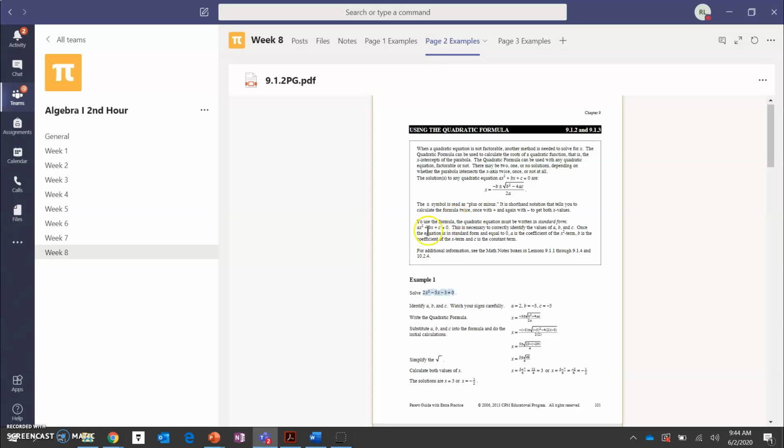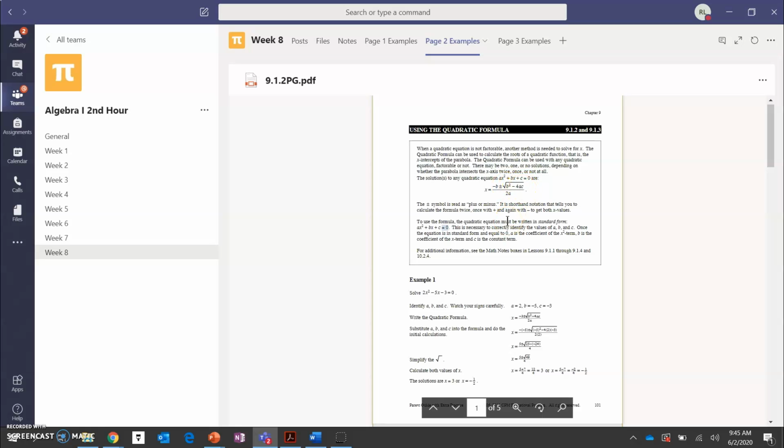So just like factoring, it has to equal 0. In order to use the formula, it has to equal 0. The formula is x equals, and it says negative b, but it's good to think about this as the opposite of b. x equals the opposite of b plus or minus the square root of b squared minus 4ac, all over 2a.